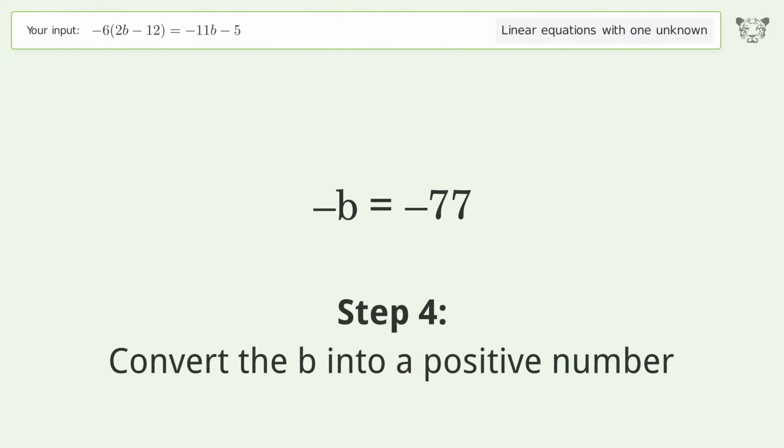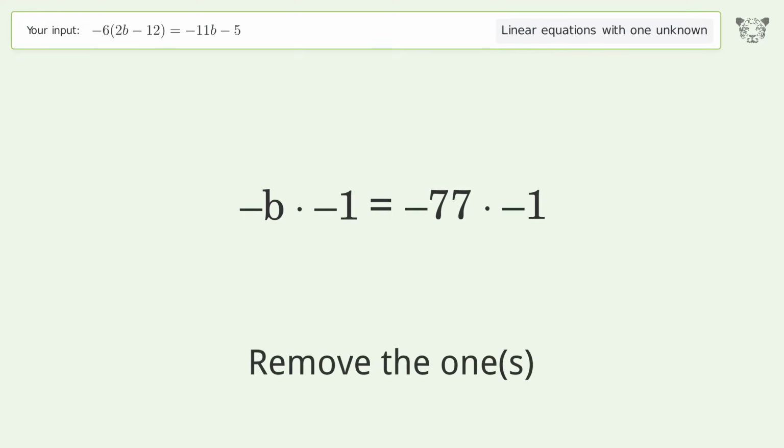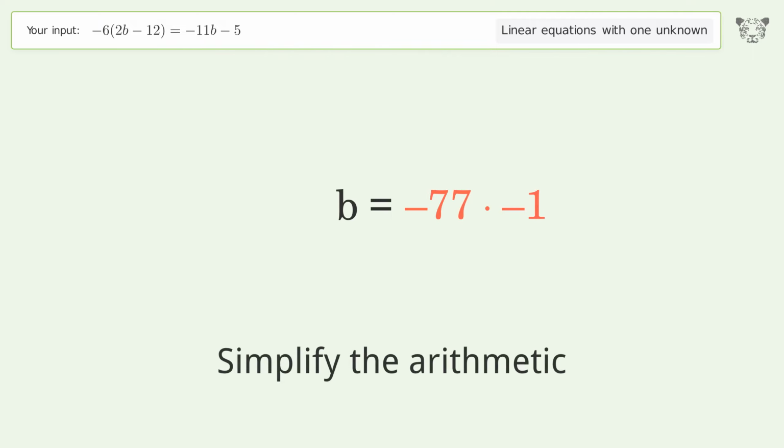Convert the b into a positive number. Multiply both sides by -1. Remove the ones. Simplify the arithmetic.